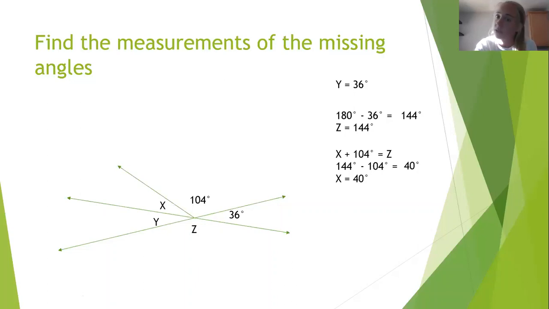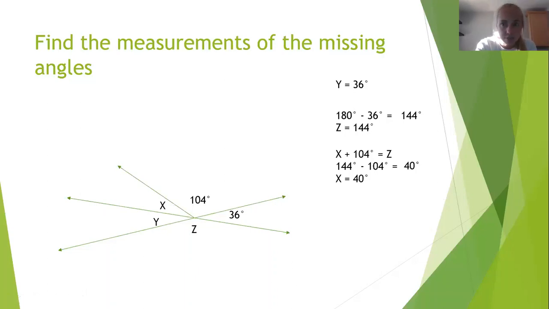Now we know all these angles. If we wanted to check our work, we could add up 36 plus 36 plus 144 plus 104 plus 40, and we would get 360 degrees.